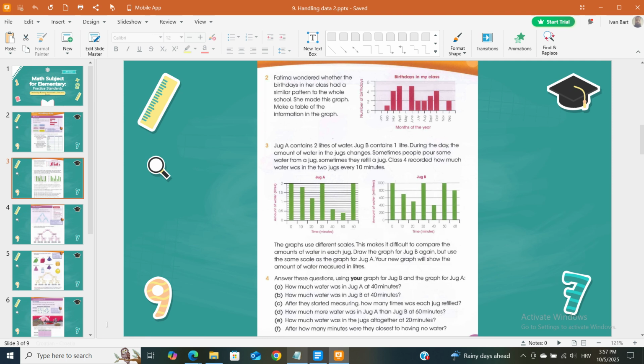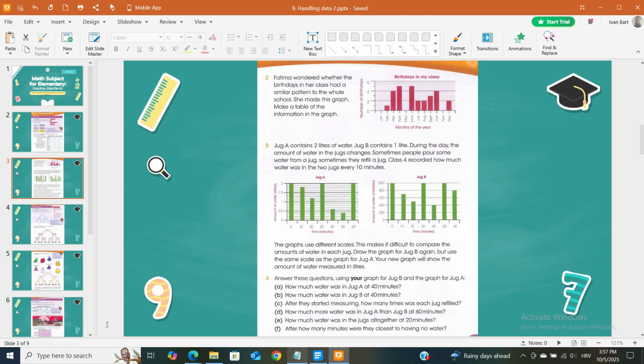(d) How much more water was in jug A than jug B at 60 minutes? (e) How much water was in the jugs altogether at 20 minutes? (f) After how many minutes were they closest to having no water?